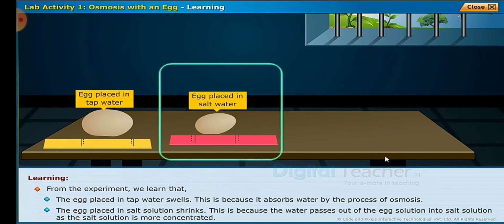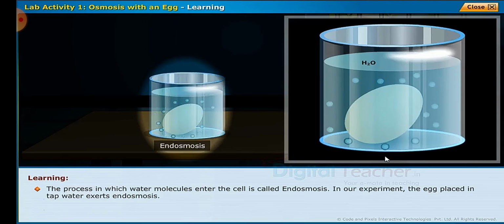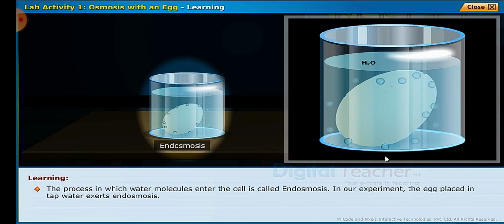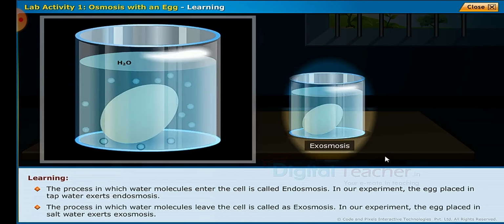concentrated. The process in which water molecules enter the cell is called endosmosis. In our experiment, the egg placed in tap water exhibits endosmosis. The process in which water molecules leave the cell is called exosmosis. In our experiment, the egg placed in salt water exhibits exosmosis.